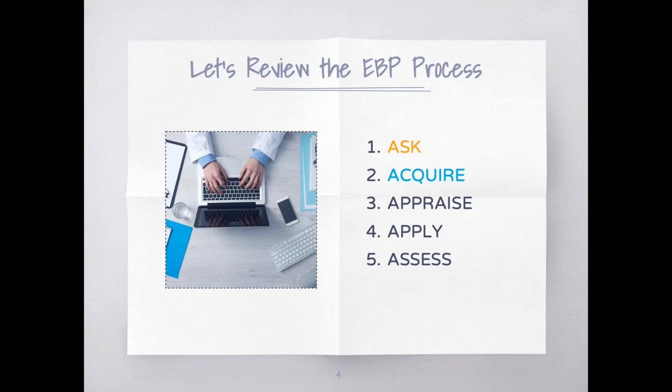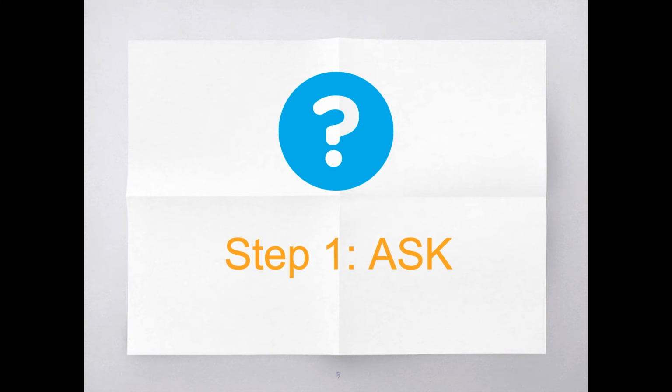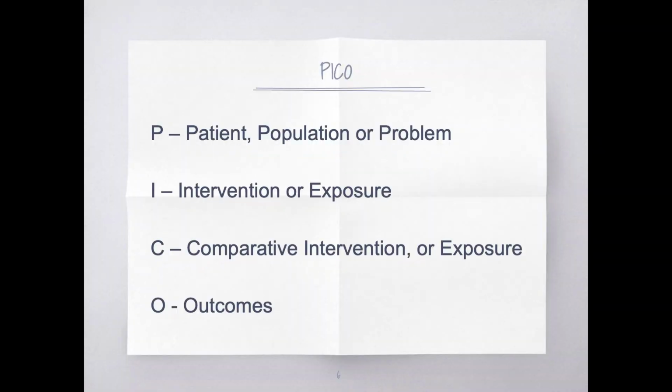We'll focus on the ask and acquire steps in the EBP process in this video. In step 1 of the EBP process, we want to ask a clinical question. We do this by using the PICO framework to develop a focused clinical question. The elements of PICO are P, which stands for patient, population, or problem, I, which stands for intervention, prognostic factor, or exposure, C, which stands for comparative intervention or exposure, if appropriate, and O, which stands for outcome you would like to measure or achieve.